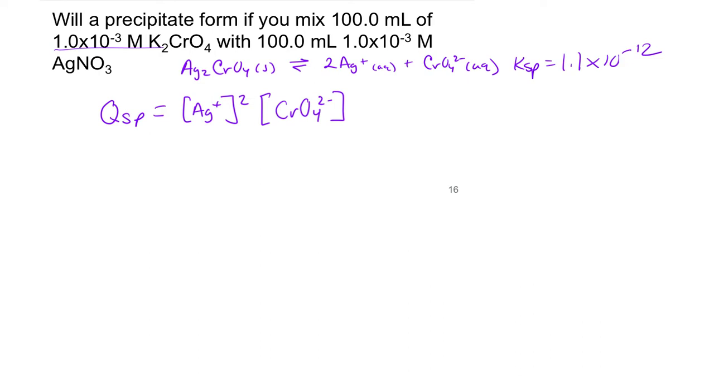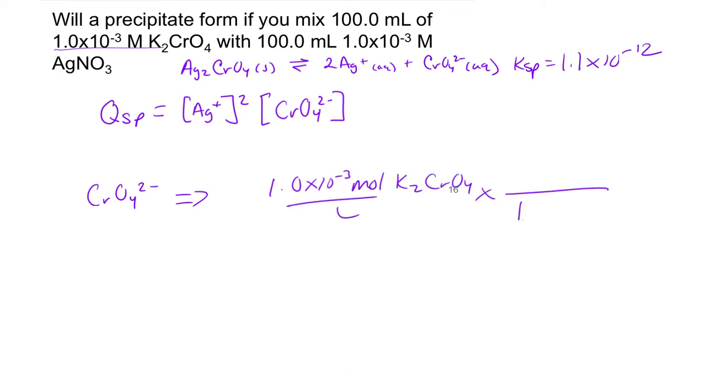For our chromate concentration, okay, we have 1 times 10 to the minus 3 moles per liter of K2CrO4. We know that for every 1 mole of that, we get 1 mole of CrO4 2-. And so the concentration that we start with of potassium chromate is equal to the chromate concentration in the original solution.